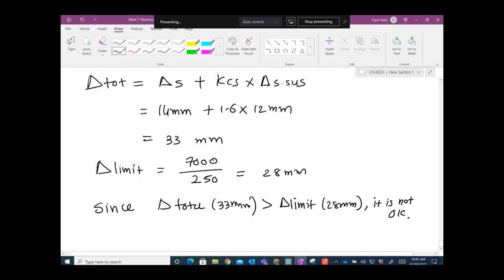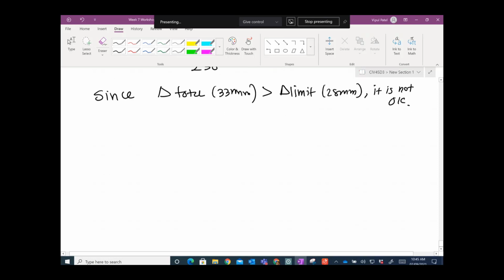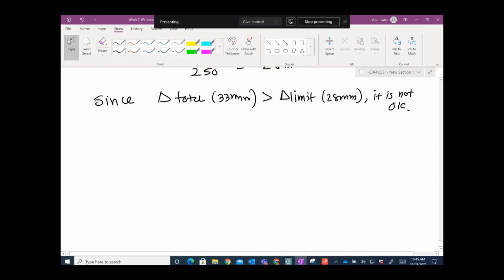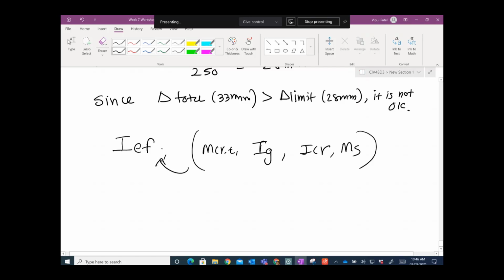Right? So those are the few things that I just applied here. To review, we need to calculate I effective. For that you can calculate M cracking, you can calculate I gross, you can calculate I cracked, and you can calculate Ms. Those are the 4 values that you need to calculate I effective. Once you know the I effective, delta is just the equations that you used for deflections.